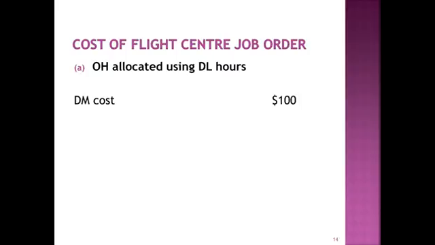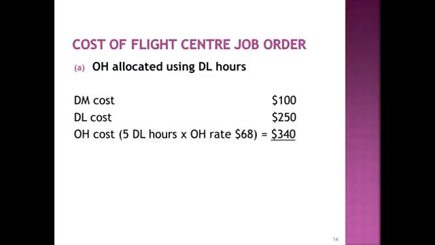So the cost of the Flight Centre job order using overhead allocated using direct labour hours as the cost driver. The direct material cost is 100. The direct labour cost is 250. The overhead cost for the job is 5 direct labour hours times the overhead rate that we previously calculated for direct labour hours, which is $68. So the overhead allocation or the overhead cost here would be 340. So the cost of the job using direct labour hours as the cost driver would be $690.